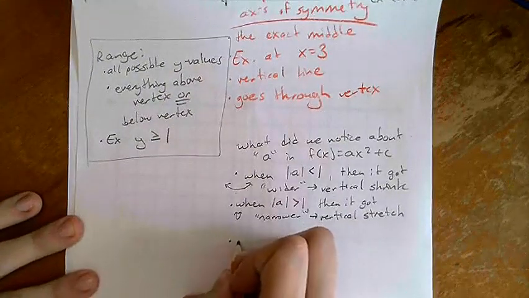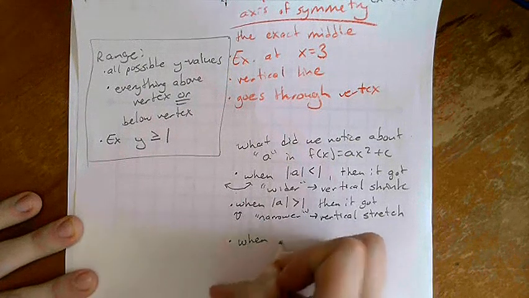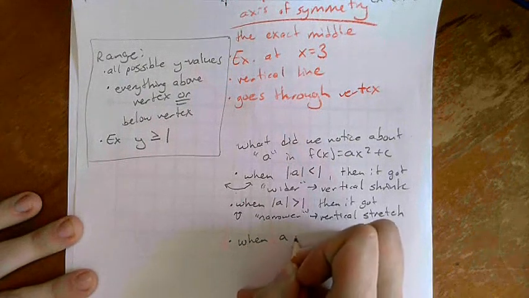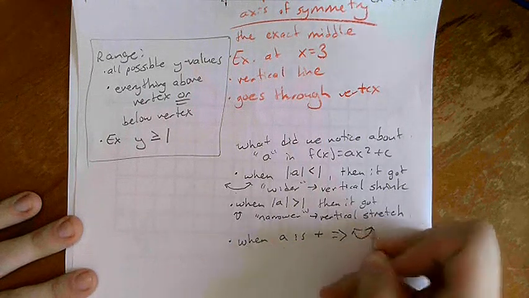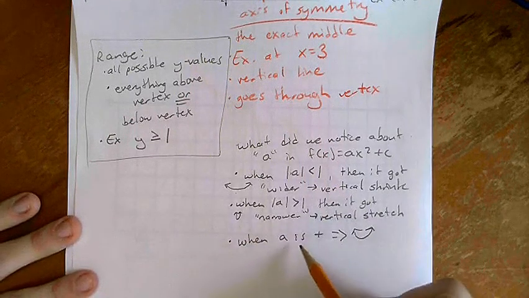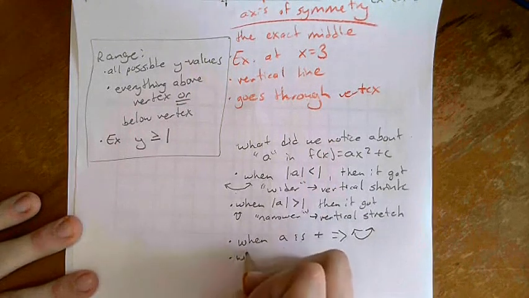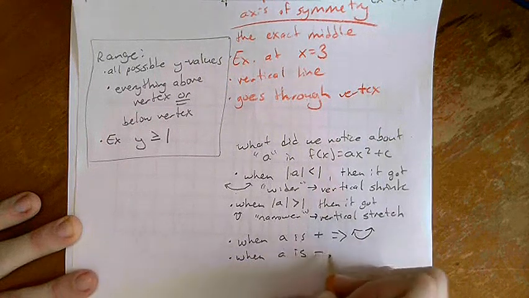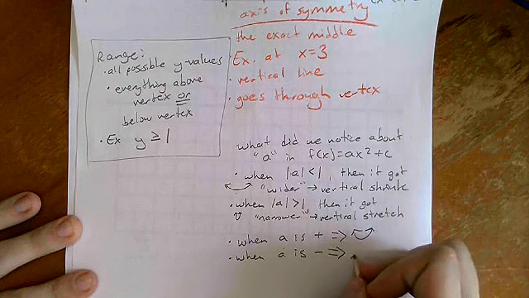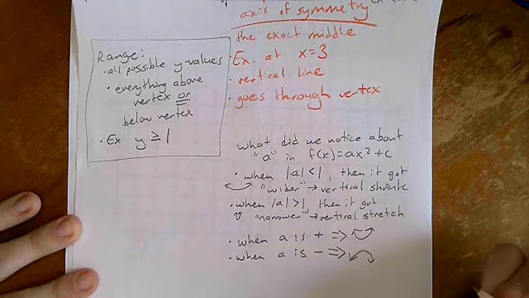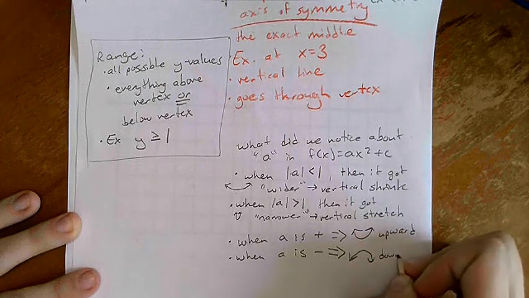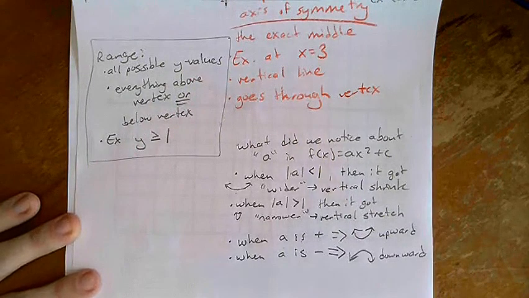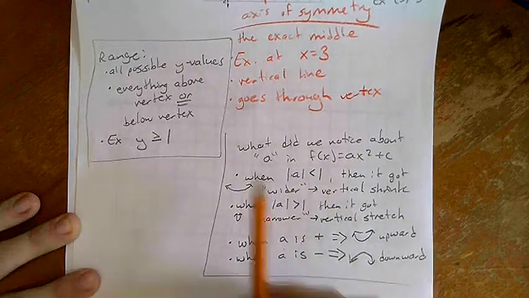Well, what about when a was positive? It opened upward, right? It was a smiley face. That was when we had 5, 10, 1/2, 1/5. And when a was negative, it was a frowny face. It opens downward. So that was everything we noticed about a, or we should have noticed about a.